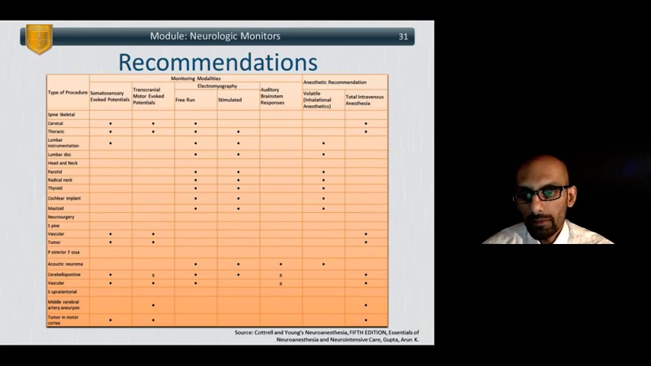So I put this in from Cottrell's book. I'm not going to go over it in detail, but you can look at it on your own time. But it shows you different types of procedures and what kind of neurological monitors are typically used for these types of procedures in general. So it helps sort of clarify why you would use free running EMG versus motor evoked potentials versus brainstem auditory responses, things like that.